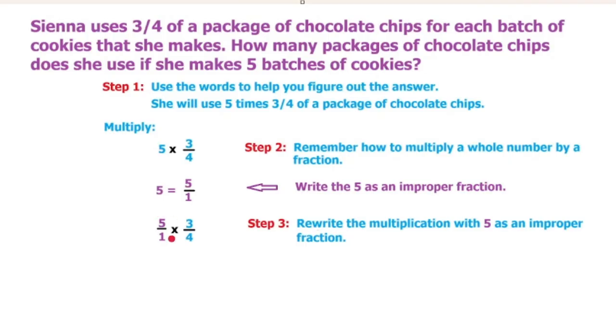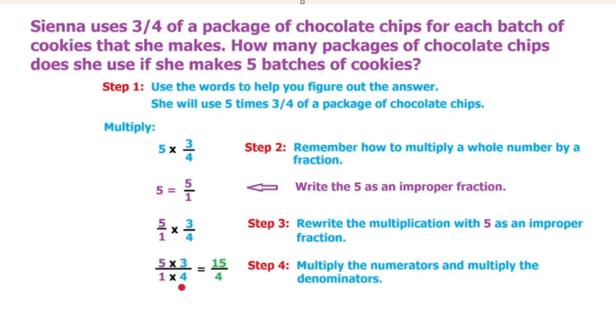So 5/1 times 3/4. Well, now you just have to remember how to do that multiplication. You just multiply the numerators and multiply the denominators. So it'll look like this. 5 times 3 over 1 times 4 equals 15/4. So we shouldn't leave it like that as an improper fraction, and we will simplify it.